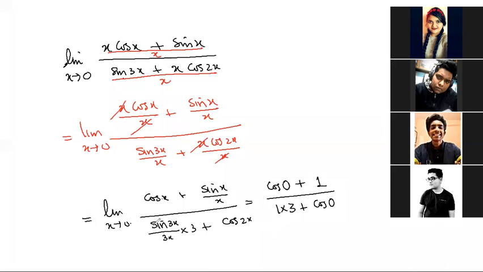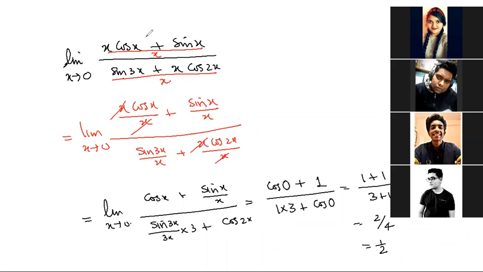Understood? Cos 0? 2 into 0 becomes 0. Cos 0 value is 1. So 1 plus 1 upon 3 plus 1. 2 by 4 equals 1 by 2. So the limit of this function is 1 by 2.